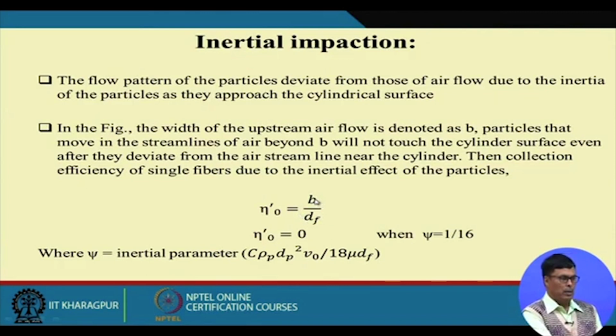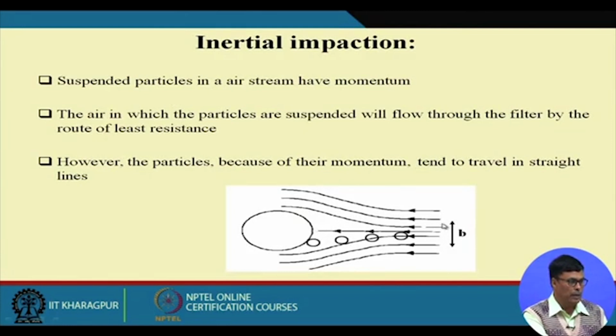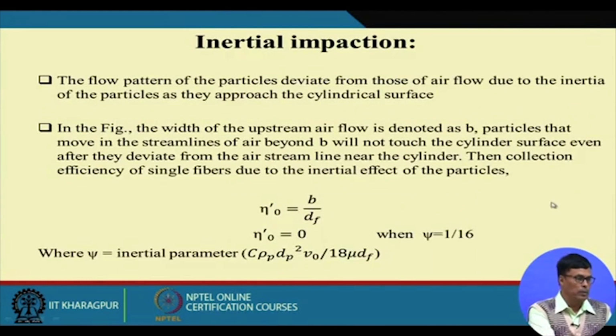What is B? B is the effective width. So what I want to know is which width of this airstream is effective. Maybe this is effective for here. As you know, if there is a particle present there, then it can straightaway deposit on the surface of this fiber. That is why we consider this an effective width of the airstream, and this is the diameter of the fiber. So the collection efficiency of a single fiber due to the inertial effect of the particle is eta equal to B by dF.